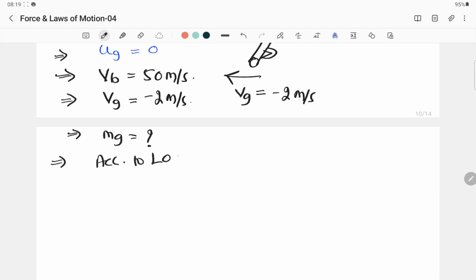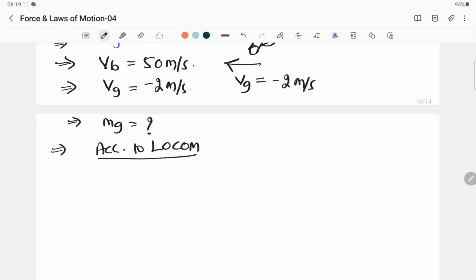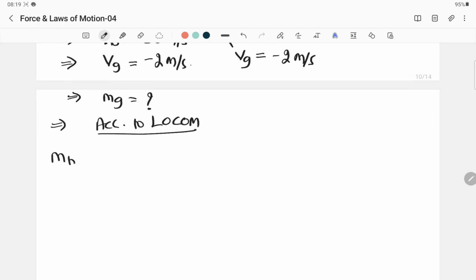law of conservation of momentum, directly you can write. What you can write? Tell me. Mass of the bullet into initial velocity of the bullet plus mass of the gun into initial velocity of the gun is equal to mass of the bullet into final velocity of the bullet plus mass of the gun into final velocity of the gun. Alright, so you have written all this data.